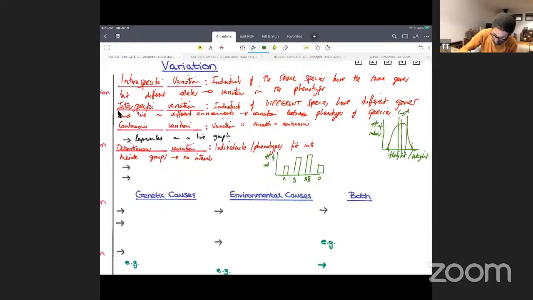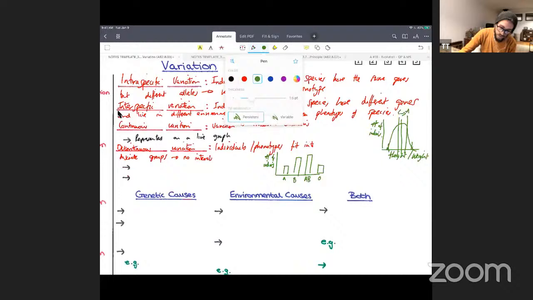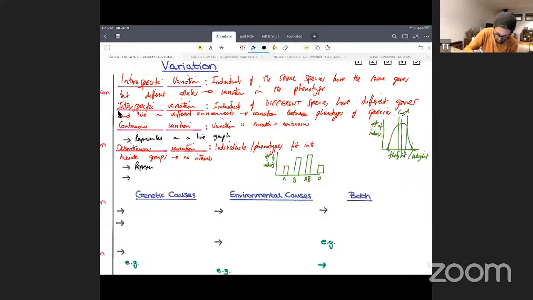This bar chart: generally how many genes are likely to be involved here? Generally going to be controlled by a single gene with few alleles. Because it's basically just like tossing a coin, do you have this one or do you have that one? So that's why it's generally single gene. Are you tall or are you dwarf?